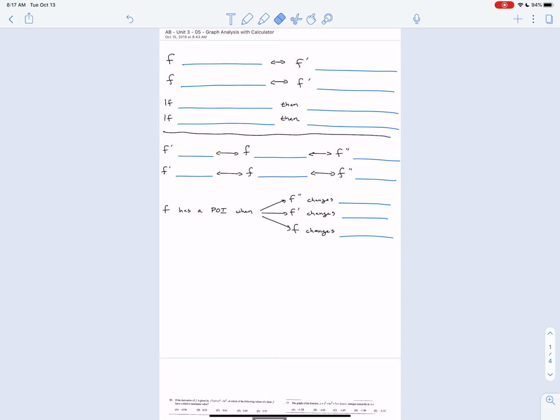Hey guys, this is notes number 5. We're going to be going through graph analysis again, but through the perspective of a calculator. Before you do anything, make sure that you have your graphing calculator out in front of you.